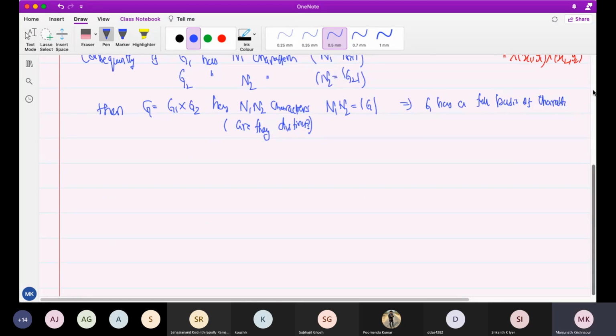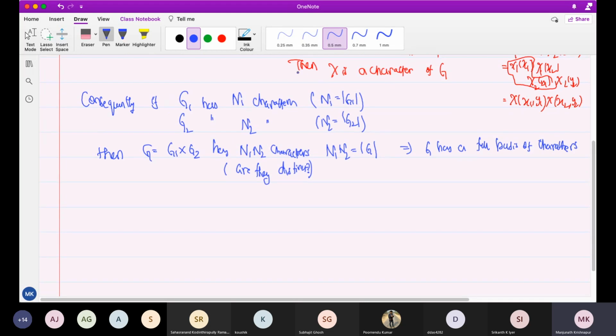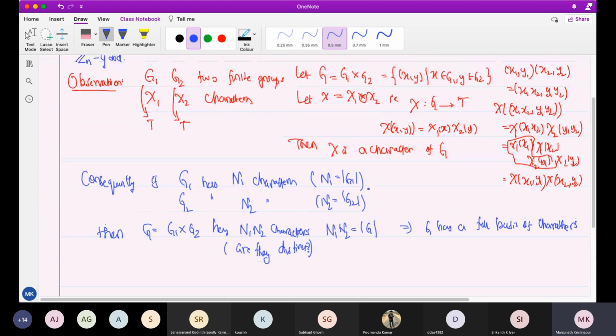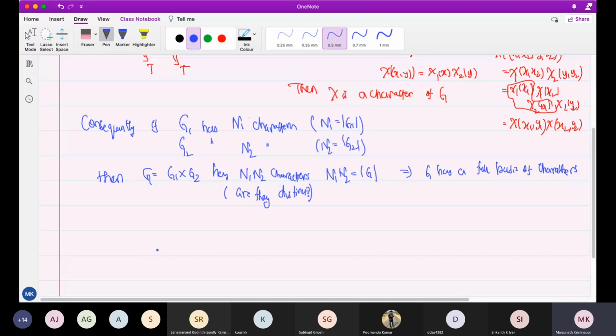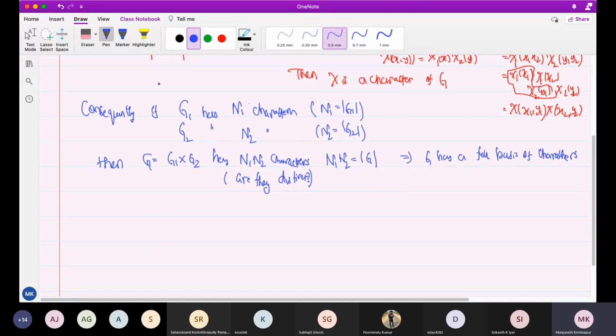So if you have two groups which have a full basis of characters, then the product group also has a full basis of characters. That is the point. Everything is staying finite. In the infinite situation, I cannot argue like this, because the dimensions will be infinity. Here it matters that the Ni's are finite. So it's only for finite groups that I am arguing this.